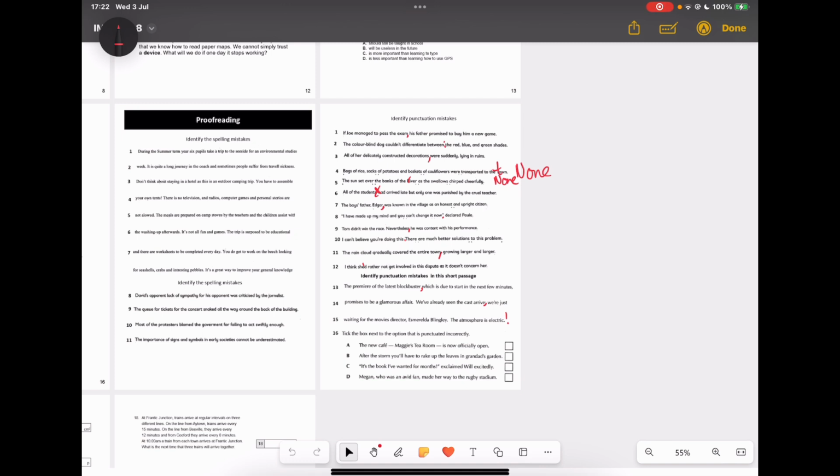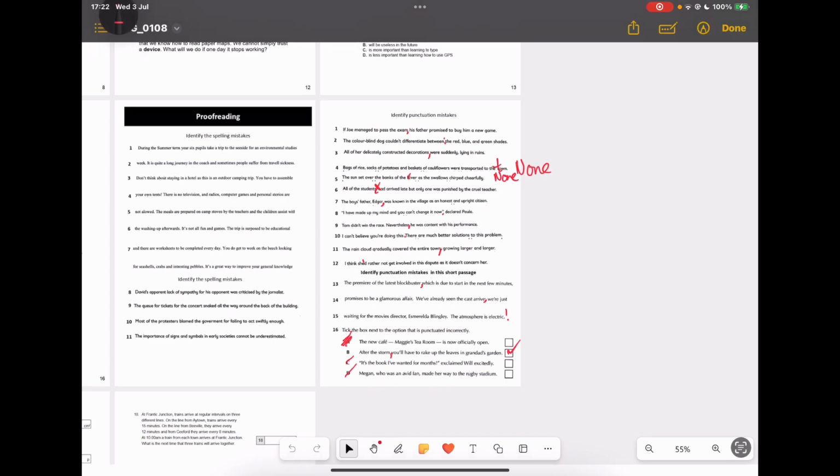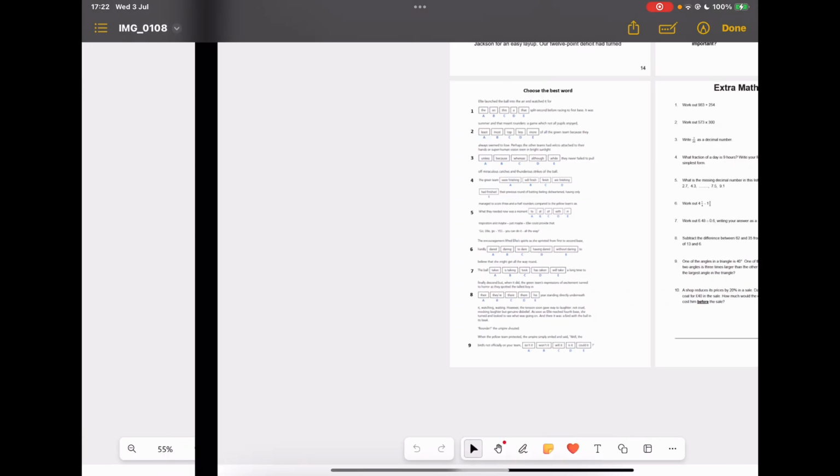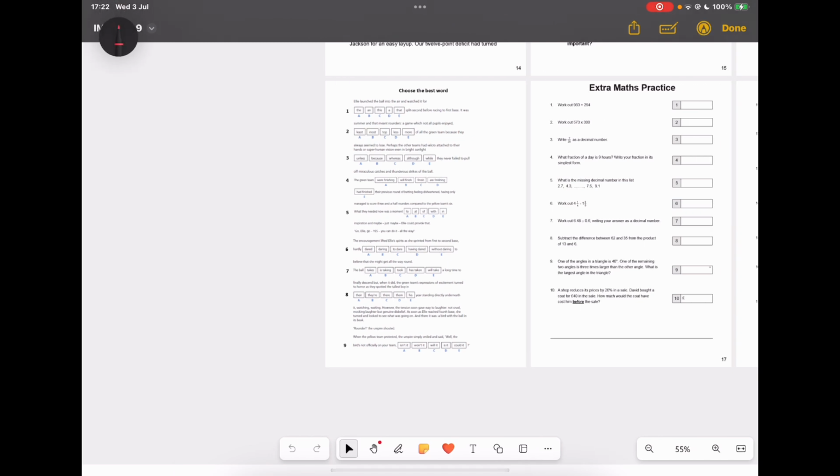Okay, so first we're going to look at what's correct. So here we know, well, A is correct. B could have a comma after the storm. C is correct and D is. So with that, the answer will be B. Okay, next we're doing best word.